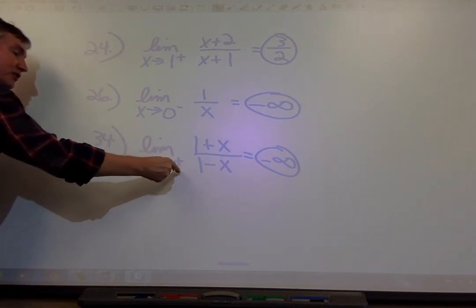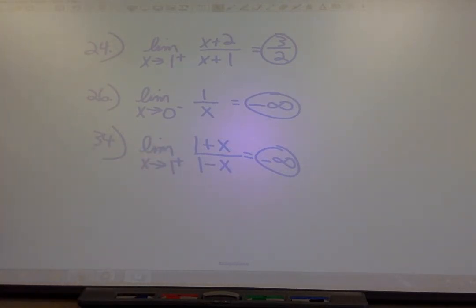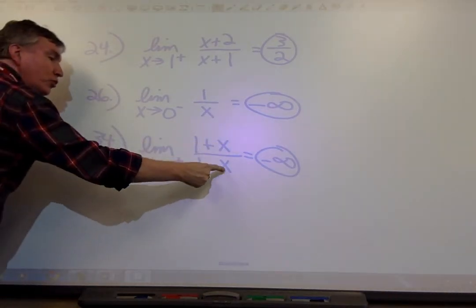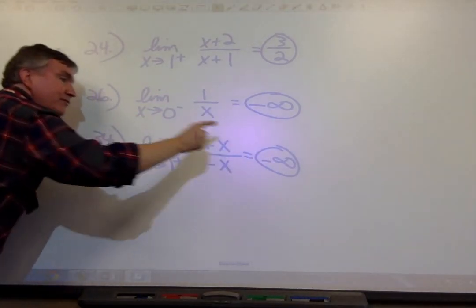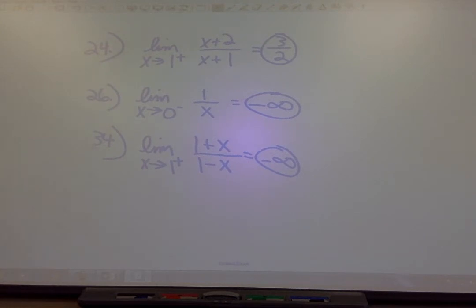Give me a number a little to the right of 1. How about 1.01? You could say 2, but 1.01 is very close to the right of it, isn't it? If I put 1.01 in here, is that fraction positive or negative? It's a positive over a negative, which is negative. Where does it go? Negative infinity. I like it.